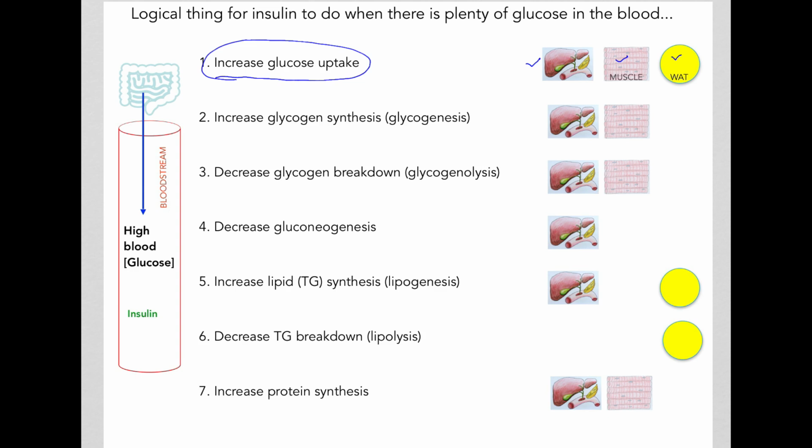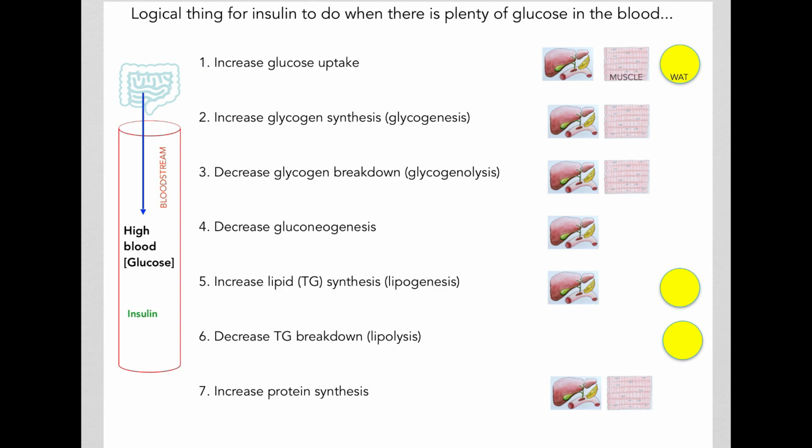Insulin promotes synthesis. So, for example, insulin increases glycogen synthesis. Insulin increases triglyceride synthesis. Insulin increases protein synthesis. However, insulin decreases glucose synthesis or gluconeogenesis. And that makes sense because insulin is secreted after a meal. There is high blood glucose, and so we do not need the liver to make more glucose.